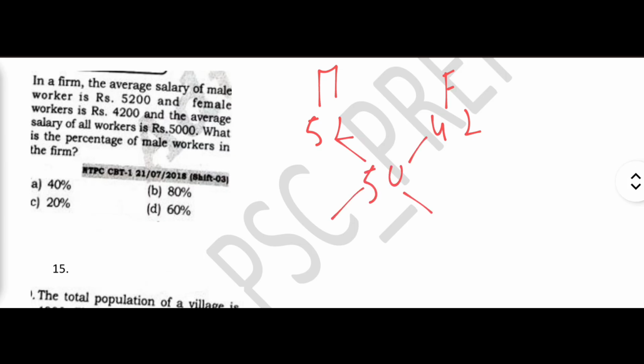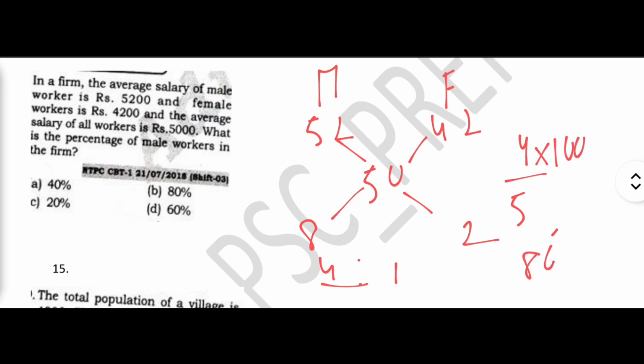So we apply the alligation. 52 minus 50 is how much? 2. 50 minus 42 is how much? 8. Ratio of this is what? This is 4:1. Okay, the average salary of male workers is so and so. What is the percentage of the male workers in the firm? Male is how much? 4. Total is how much? 4 plus 1, 5 into 100. 4 by 5 into 100 is nothing but 80%. Simple.